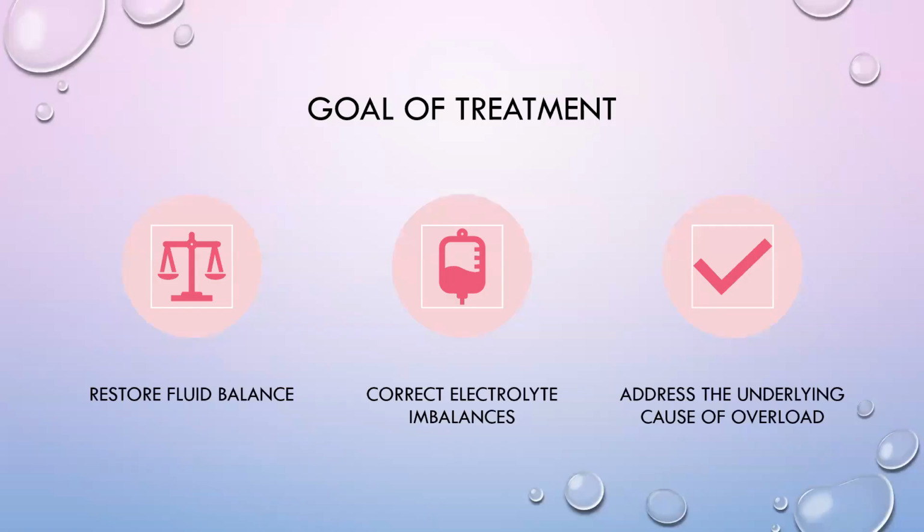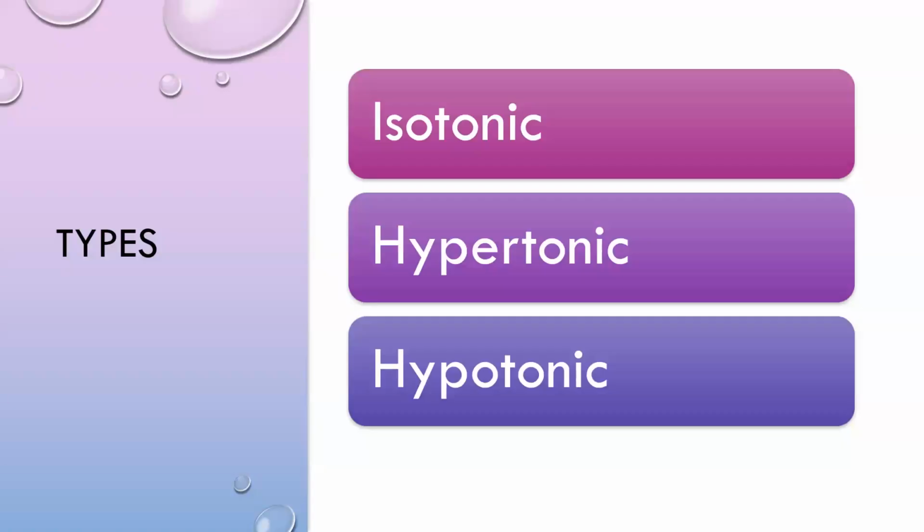Now, when we talk about the primary goal of treating fluid volume excess, we're looking to restore fluid balance, correct electrolyte imbalances, and address the underlying cause of the overload. So that would be by controlling or eliminating the cause. Now, there are different types, and fluid volume excess isn't a one size fits all condition.